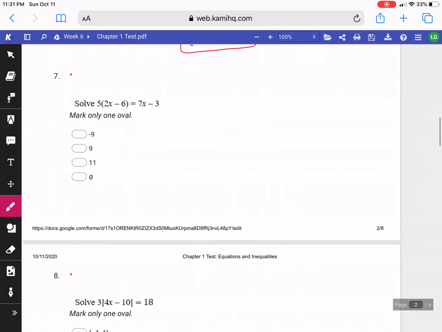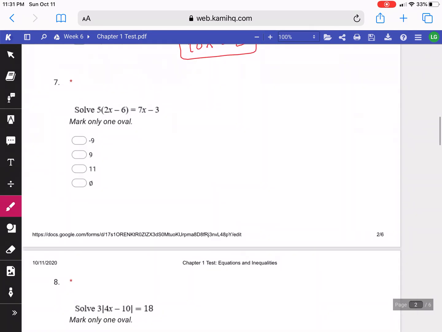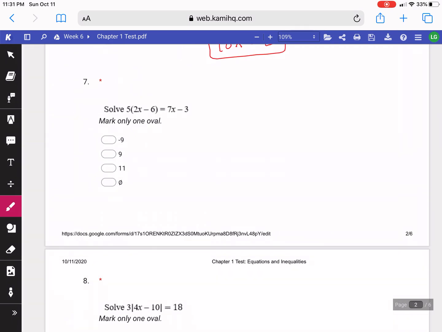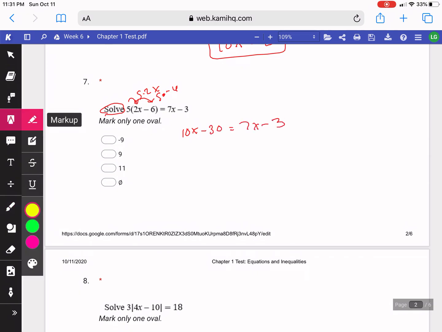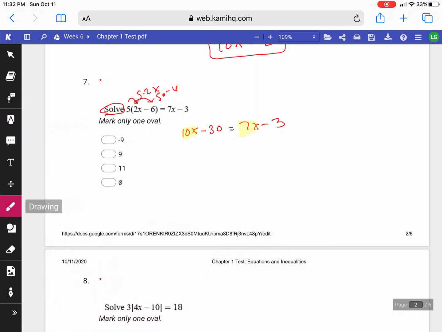On the next question, we're solving. So here first, you had to distribute. 5 times 2x is 10x, and 5 times -6 is -30. Now I have variables on both sides. I usually undo the smaller one, so I'm going to undo 7x. So 3x minus 30 equals -3.